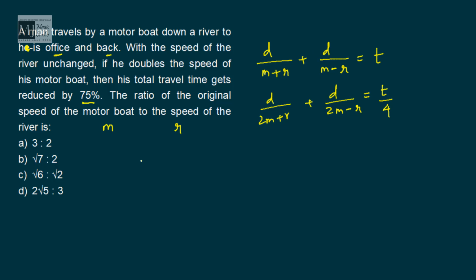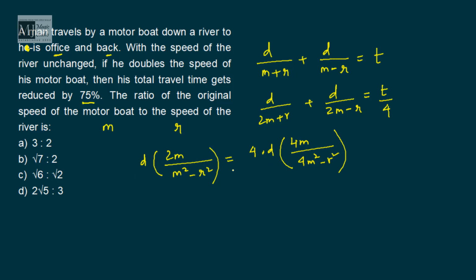That's it. So we have the value of t from here. If we solve the left hand side of the first equation, we'll get d into m minus r plus m plus r, that is 2m upon m square minus r square, that is t, which is equal to 4 times d into 2m minus r plus 2m plus r, that is 4m upon 4m square minus r square. If we can solve this, we can find the value of m is to r. Let's do it. d cancels, 2m, so this is 2. So now this is 8.